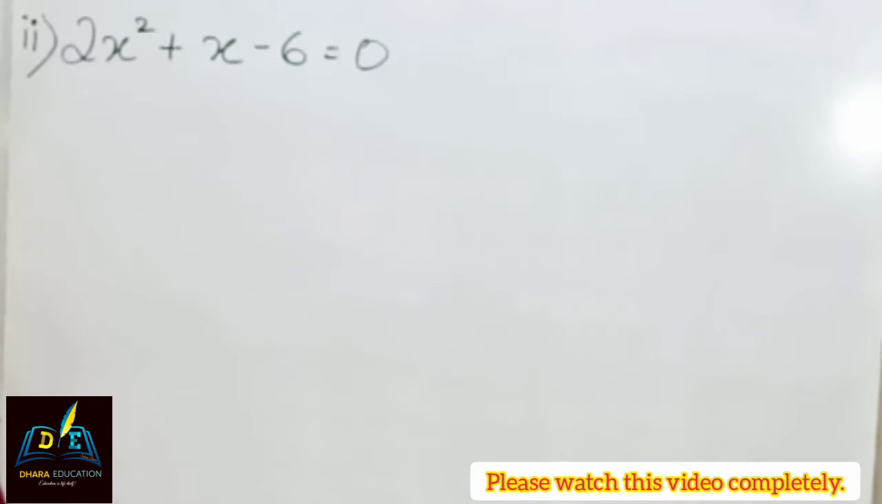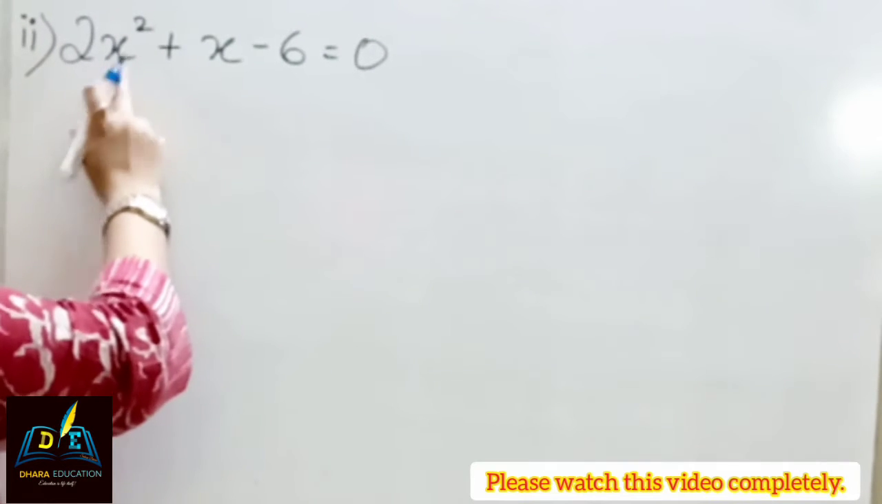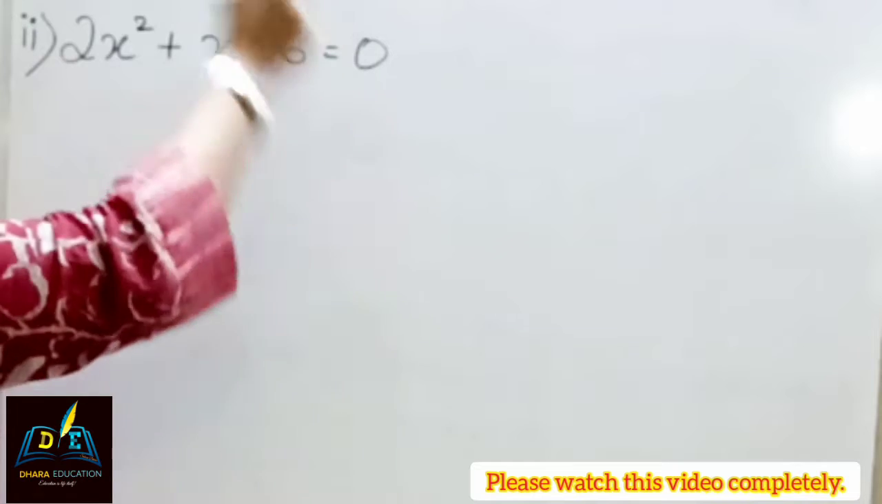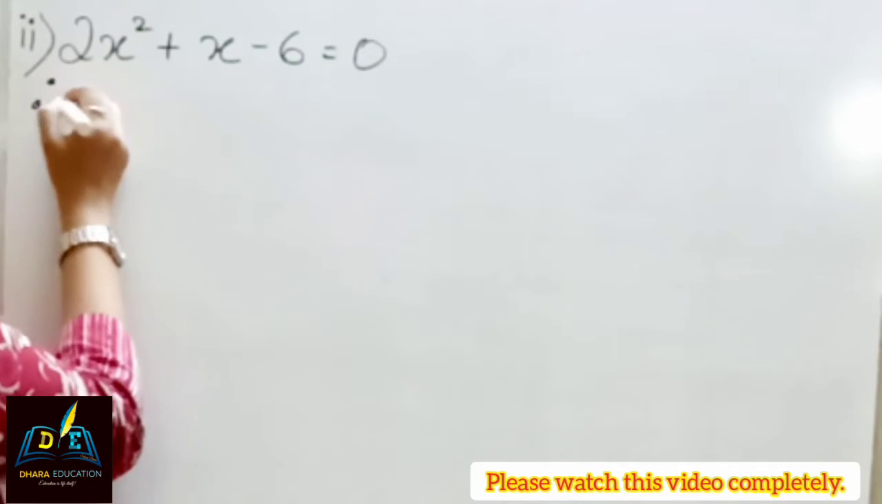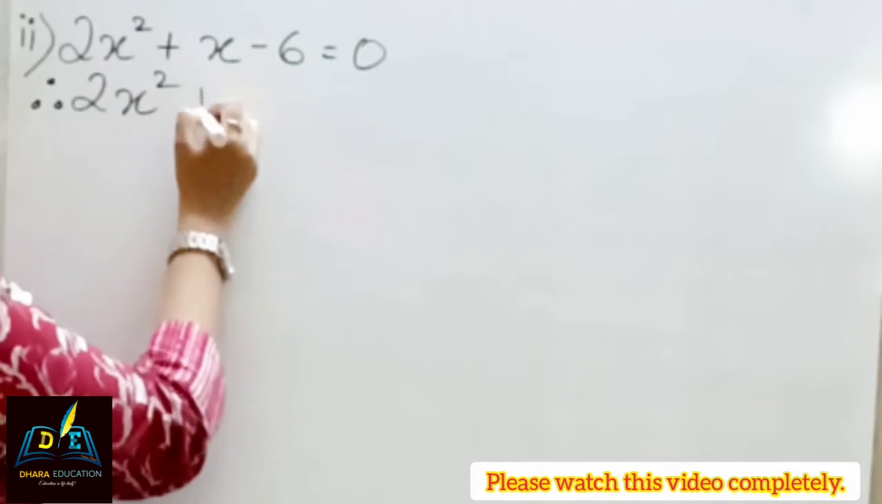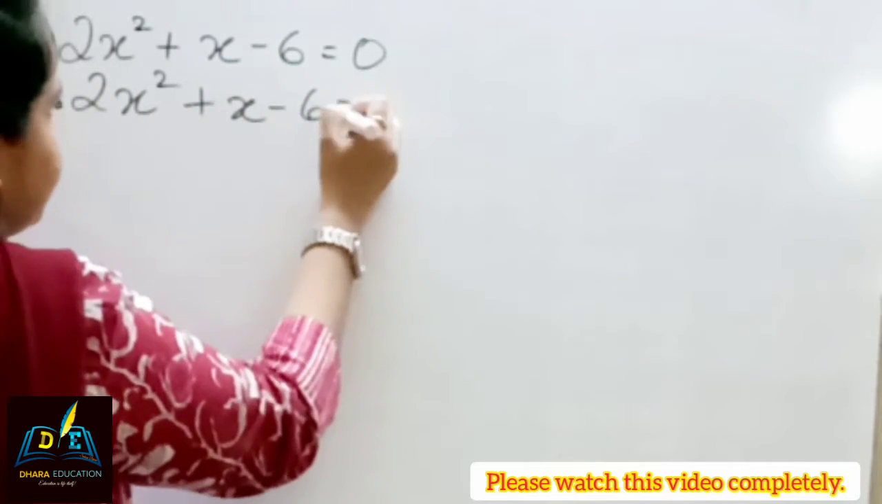The another sum, that is 2x square plus x minus 6 is equal to 0. Now what we have to do, as I have already done, we will write this as it is, the first step.